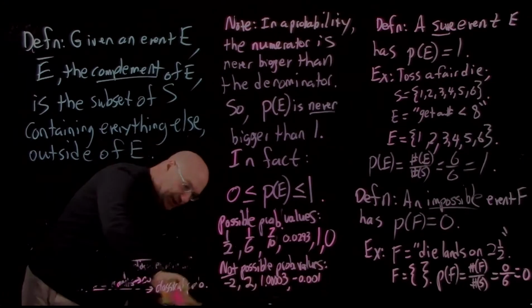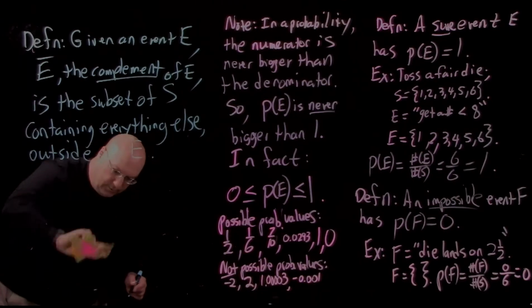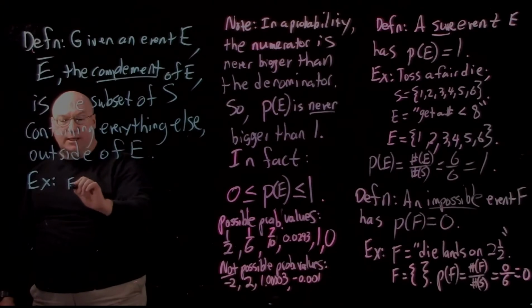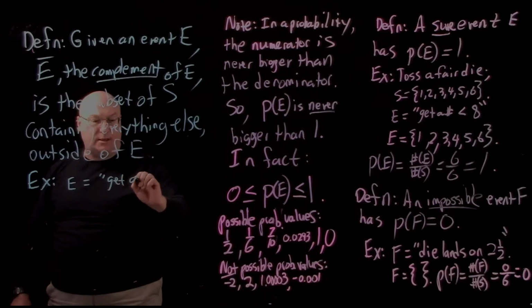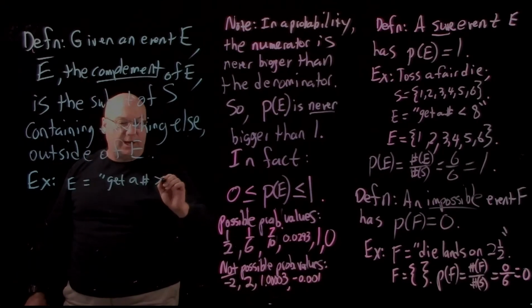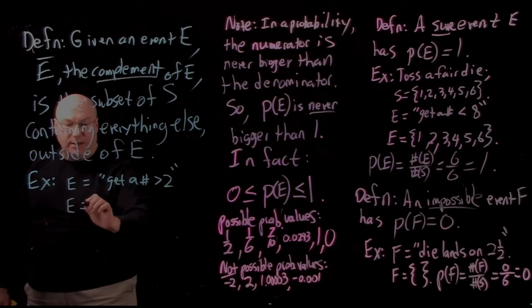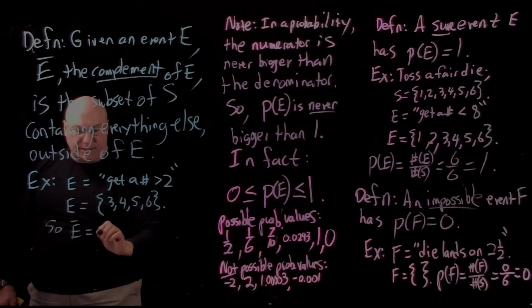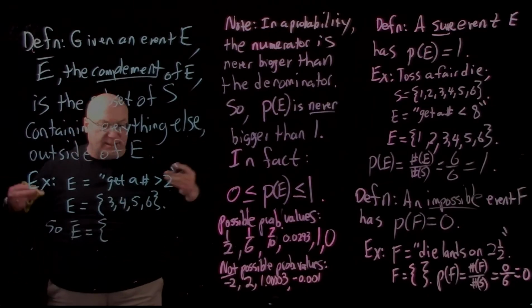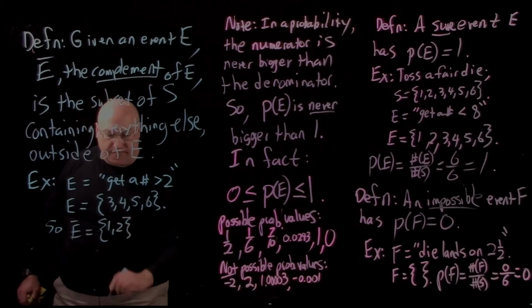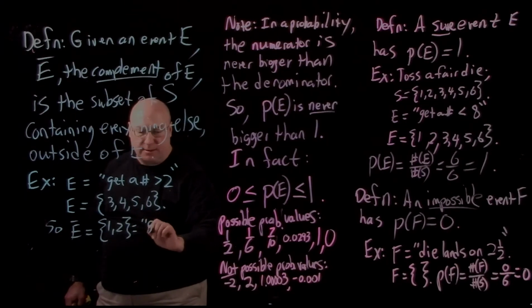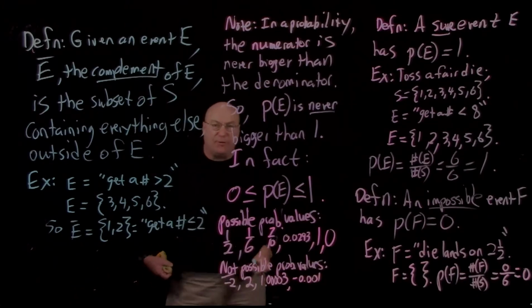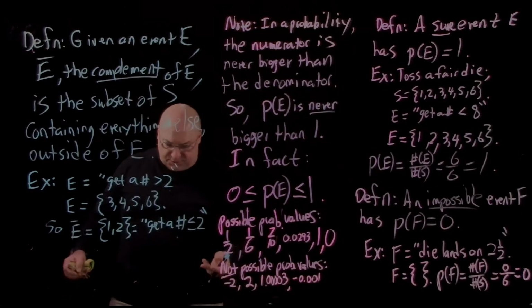All right, so, for example here, I have the same context that I have over here. Let's let E equal, we get a number greater than 2. E is 3, 4, 5, 6. So E complement would be what is not in here that's in the sample space 1, 2, 3, 4, 5, 6. The answer, of course, is 1, 2. And we could say that that's get a number less than or equal to 2, isn't it? So the complement to getting a number greater than 2 is getting a number less than or equal to 2 here.